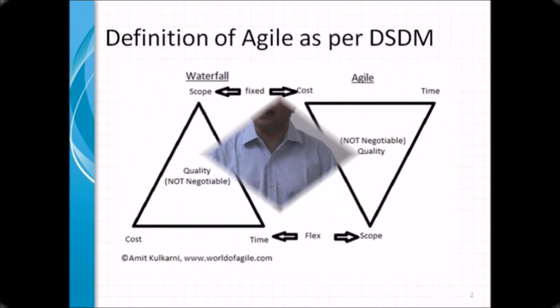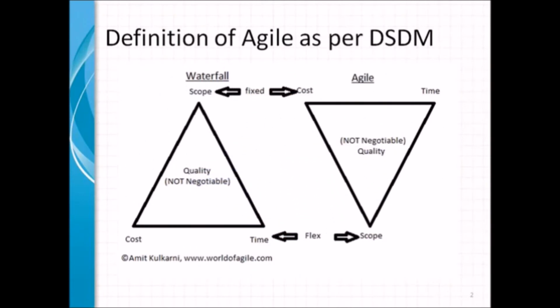I hope you understood the difference between agile and waterfall at a high level as far as the predictive and adaptive side is concerned. There is another very good definition that I want you to understand, which comes from a methodology called DSDM. This is another way of defining agile. This definition is as per the DSDM methodology.